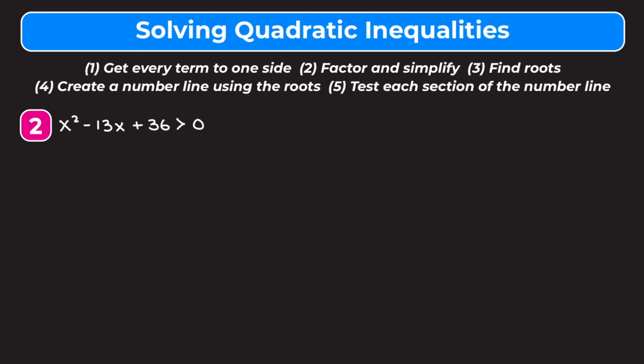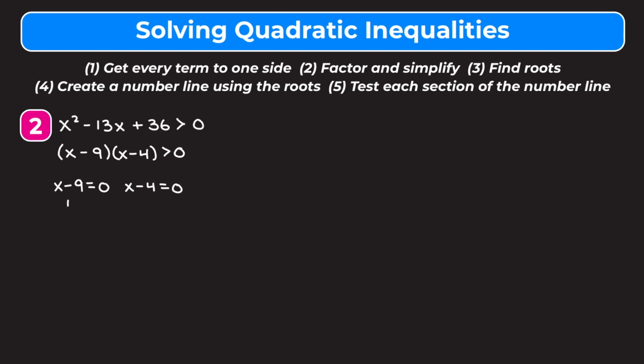So what we want to do is think of two numbers that multiply to positive 36 that add to negative 13. And if you take a second and think about that, you should get -9 and -4. So we're going to get x minus 9 times x minus 4 as our factors, and this is greater than 0. And now we want to move on to step 3, which is find the roots or the zeros or the x-intercepts. Remember, those three words are pretty much interchangeable. So what we want to do is set each factor equal to 0 and solve for our roots.